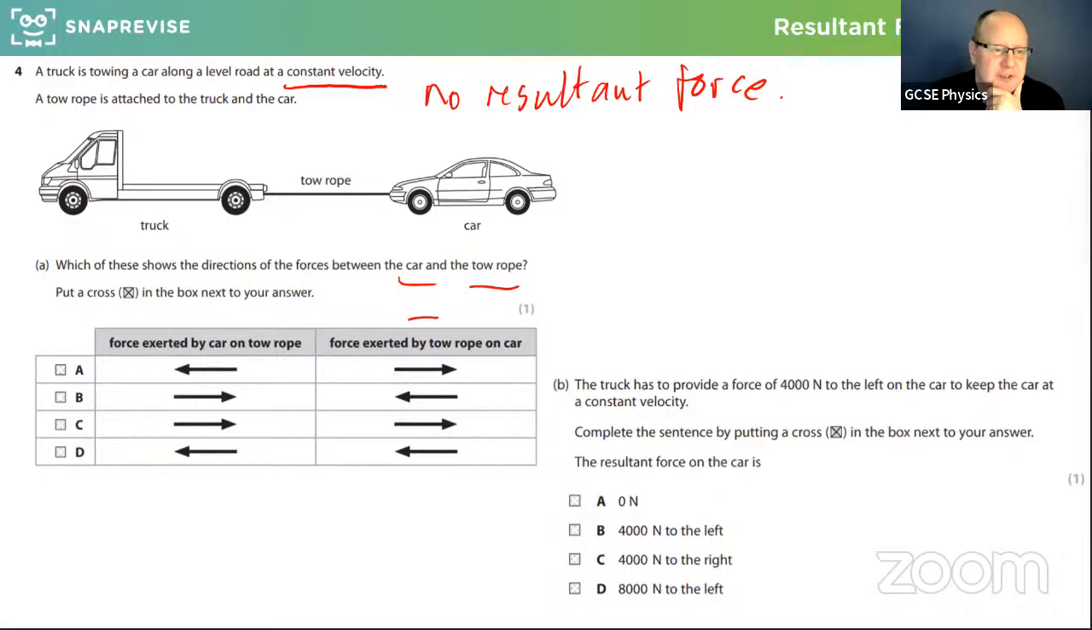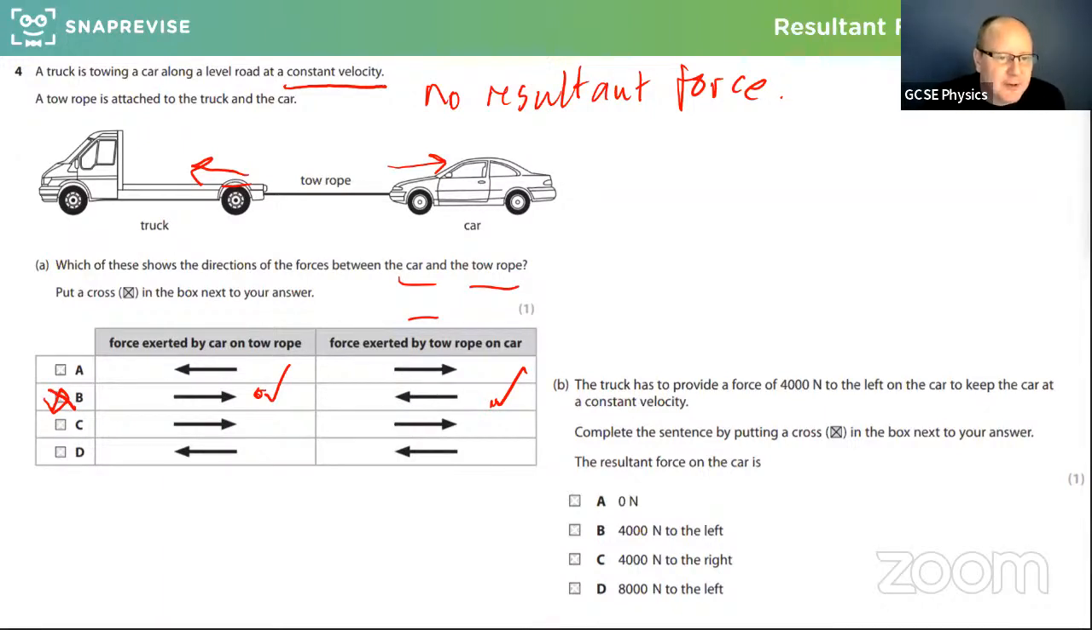So the car is attached to the tow rope. The force exerted by the car on the tow rope is going to be one that is trying to resist forward motion. So that force has to be, thank you, Winning, you're on the right lines there. So yeah, indeed, that force has got to be to the right. So this one here, that's the force exerted by the car on the tow rope. It's pulling back on the tow rope. And the force exerted by the tow rope on the car must be pulling forwards, equal and opposite to the force of the car on the tow rope. So that means that this one here has got to be right. So the answer here is B for the first part of this question.